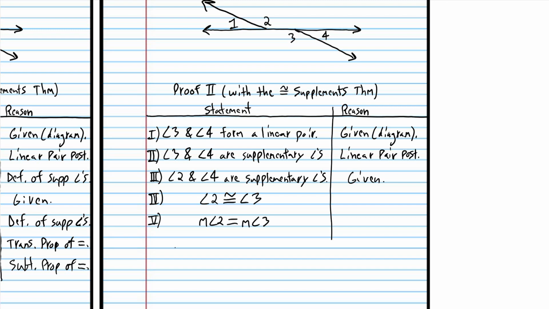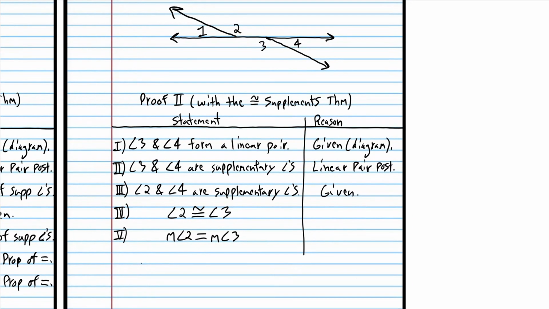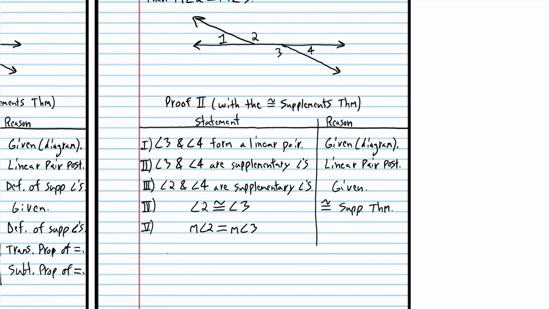Whoops. I didn't say congruent supplements theorem. You've got to actually write that statement there. So we jumped from here to here by the congruent supplements theorem. And now we can say the measures are equal by the definition of congruent angles.